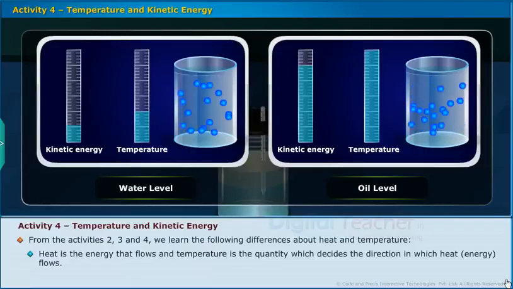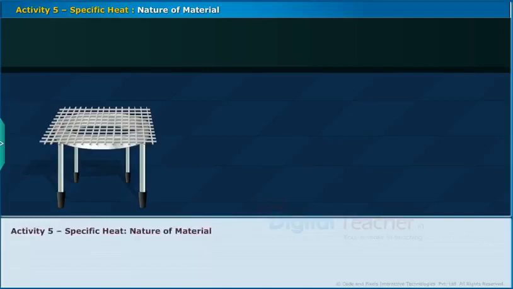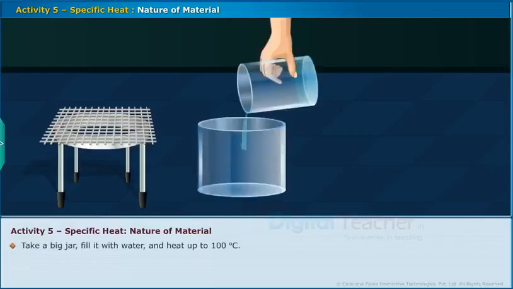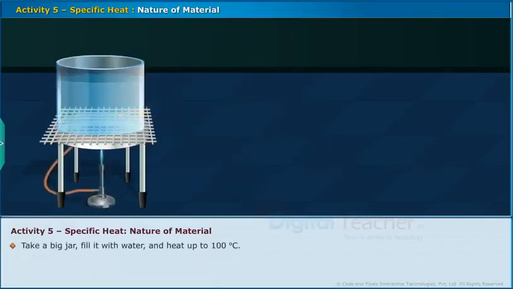Heat energy flows. After learning this, let us now learn how these quantities are associated with a system through the concept of specific heat. Let us perform the activity. To learn about specific heat, take a big jar, fill it with water and heat up to 100 degrees Celsius.